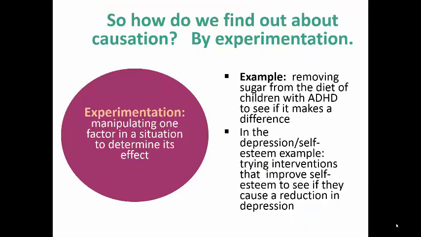So how do we find out about causation? We do that by experimentation. This is when we manipulate one factor in a situation to determine its effect. So this is much more of an experimental design. For example, removing sugar from the diet of a child with ADHD to see if it makes a difference. And in the depression self-esteem example, trying interventions that improve self-esteem to see if they also cause a reduction in depression.